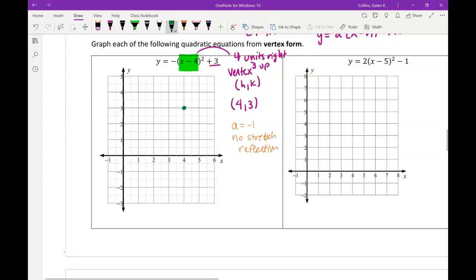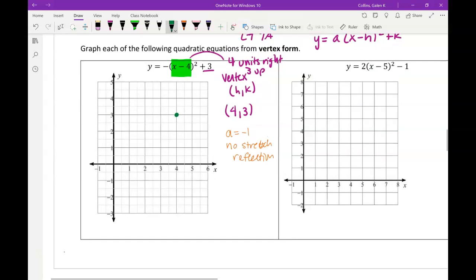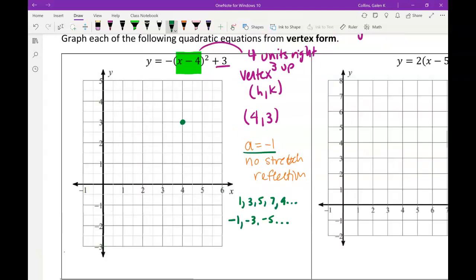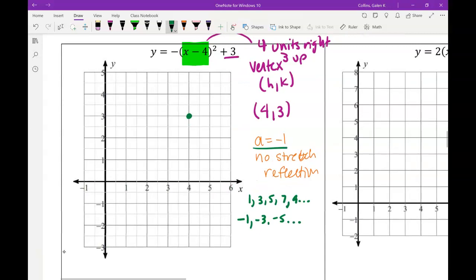Now I could use my pattern of first order differences times a to graph. Normally my first order differences are 1, 3, 5, 7, 9, counting by odd numbers forever and ever. But if a is -1, I just multiply those by a. So -1, -3, -5, -7, and so on. From our vertex point, I can go out 1 in each direction and down 1. From there, I could go out 1 in each direction and down 3.